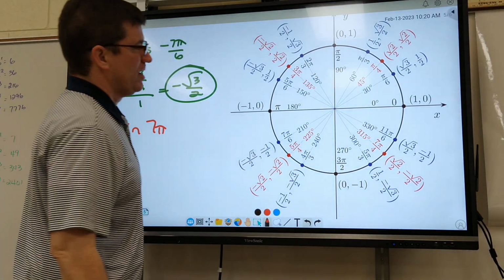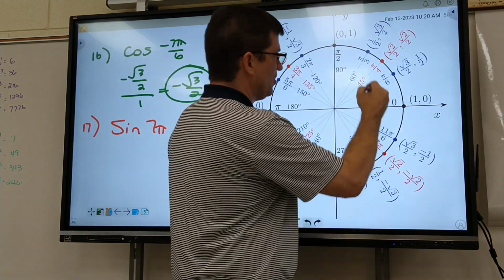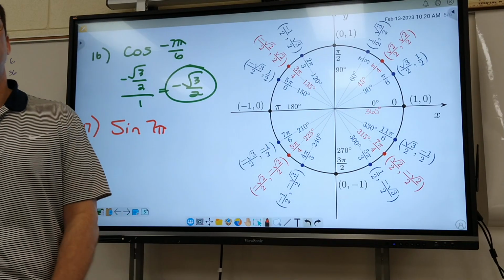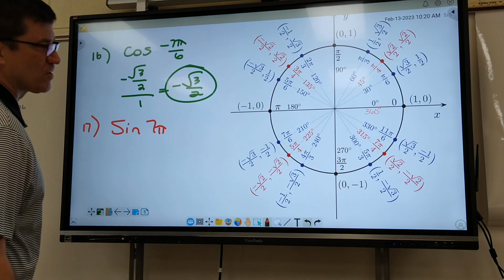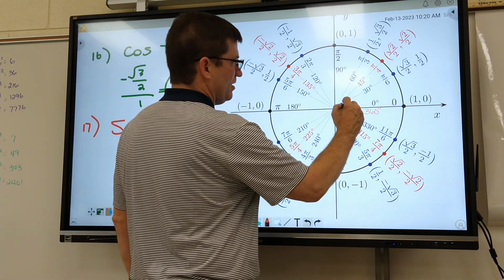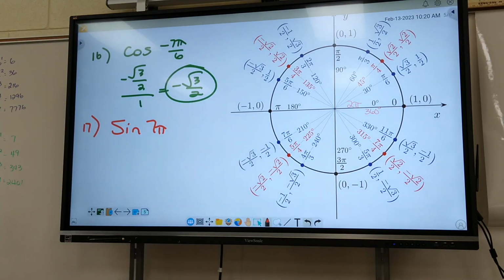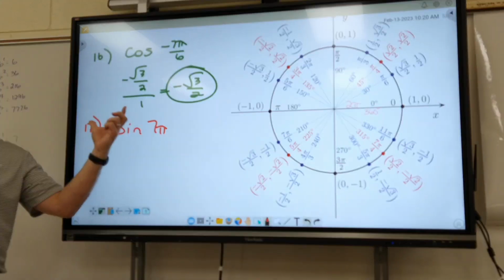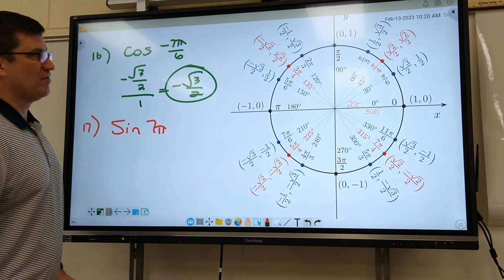Do me a favor. I need y'all to write 360 degrees right here on your circle, because if you go all the way around, you've gone 360. Okay, I also need you guys to write 2 pi right there on that circle. Okay, now look at this problem. They want us to find 7 pi on the circle. Could I give you this one on the test? Yeah. We went over this Friday.